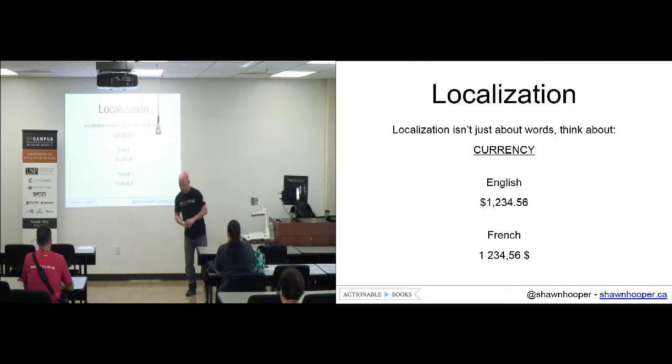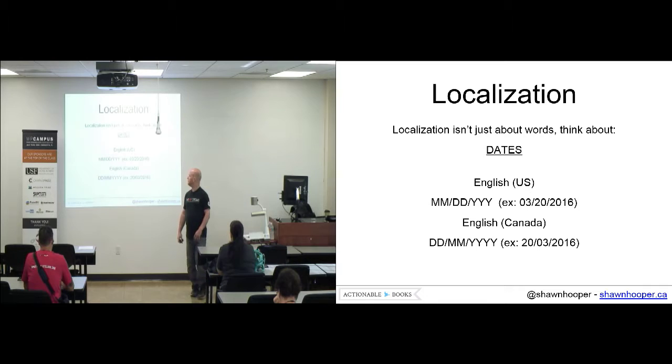Now when we're talking about creating multilingual websites, we don't need to just worry about the words that are on the page and just translating them. There's things you need to worry about. For example, currency. In English, we use the $ sign before the value. Thousands are separated with a comma, and the dollars and cents are separated with a period. In French, your thousands are separated with a space. The dollars and cents are separated with a comma, and the $ sign comes afterwards. So if you were building an e-commerce platform, this would be very important to know.